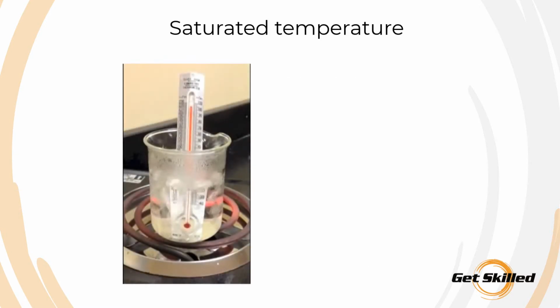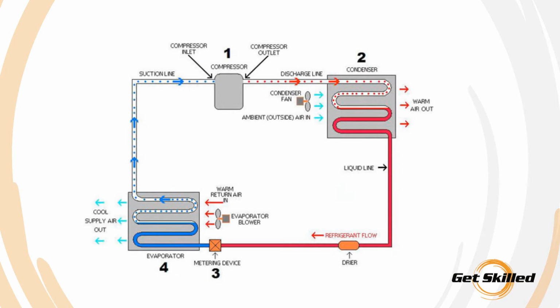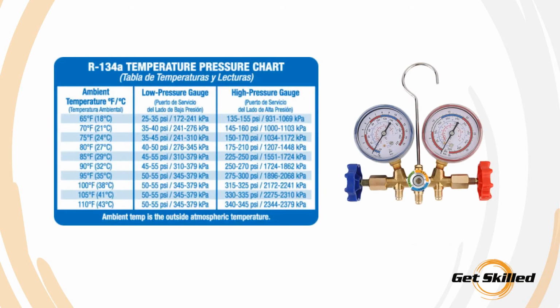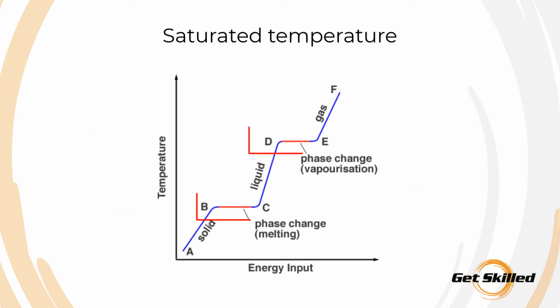The saturated temperature is the temperature at which a liquid will boil or a vapor will condense. It is the point at which a change of state will occur for a liquid or vapor. In its saturated state, the refrigerant has a relationship between pressure and temperature. The saturated temperature is the point where latent heat occurs.